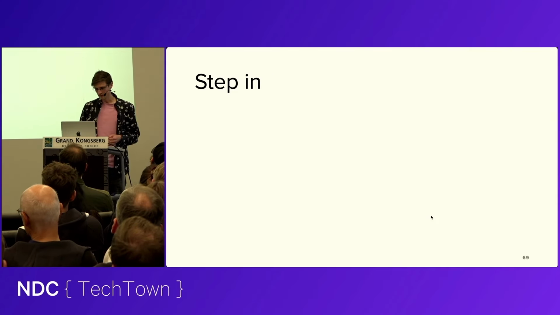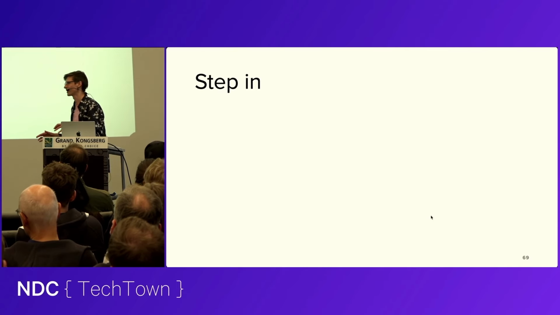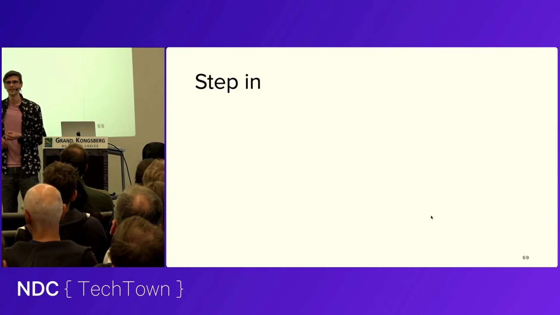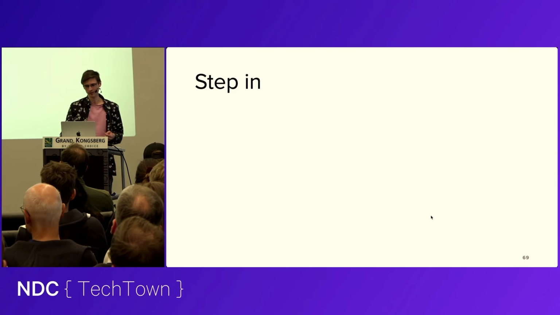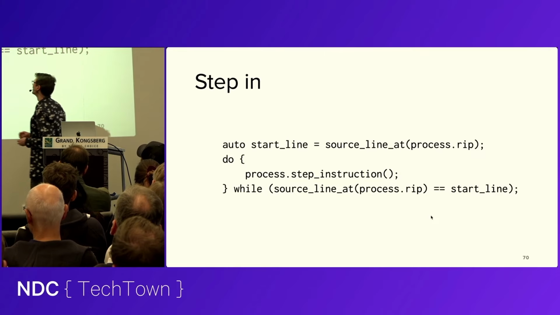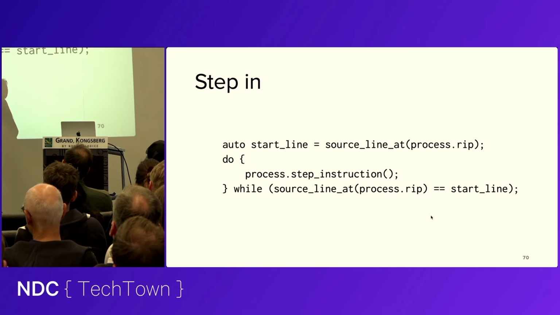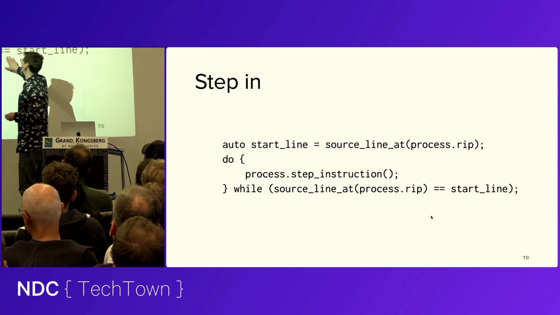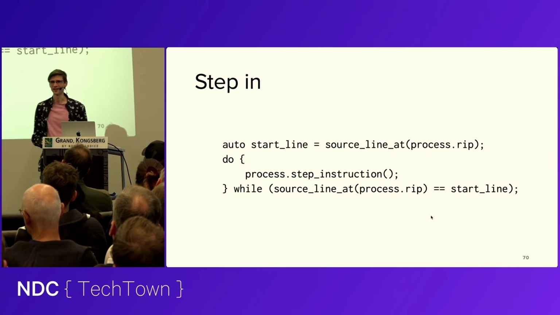Stepping in, a little bit more complicated. There's a number of different ways you can implement this, and different debuggers do it differently. Some of them would look for possible branch targets and set breakpoints on those, but you can think of it like working out which source line you're at, and then just looping step over instruction until you find that you're at a different source line than you started at. Kind of makes sense. You just keep going until you're at a new line of code.